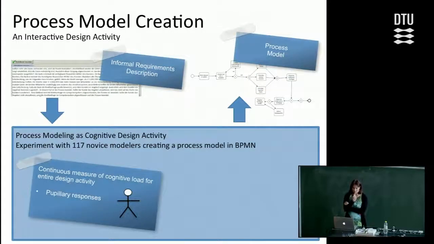So what we did is that we conducted a modeling session with 117 novice modelers, so people rather inexperienced, and they had to create a process model using an informal requirements description. And we measured cognitive load continuously during that entire process.